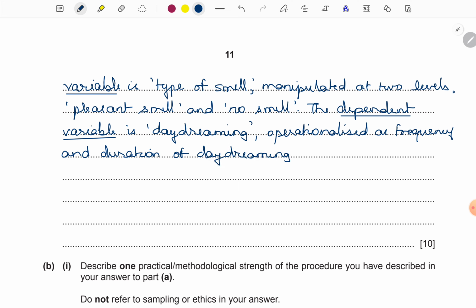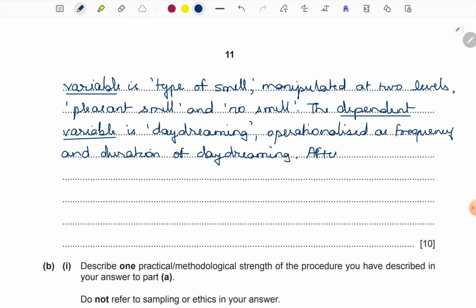Okay, lots of students wonder, if you don't cover sample and ethics, how will you have a lengthy answer? I hope you can see that. Those are actually very minor parts of any study. What is more important is the logic or the planning that is going into the study. Okay, keeping that aside, let's continue.